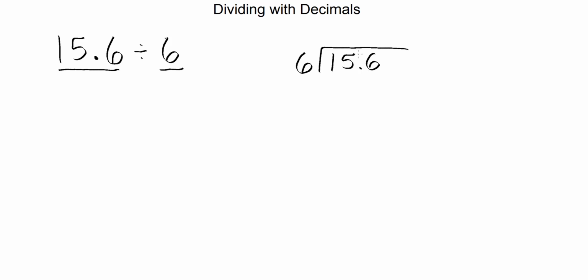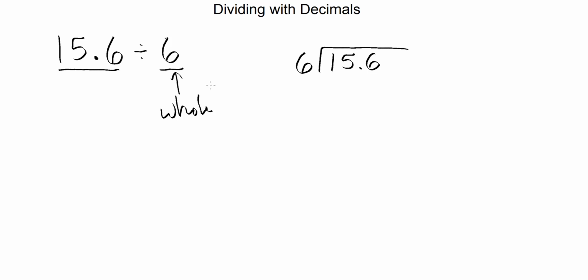All right, now when we divide with decimals, as long as the number that is the divisor is a whole number, then we can go ahead and we are good to go with our division. So we're just going to go ahead and divide. You basically don't have to worry about the decimal until you get to it.